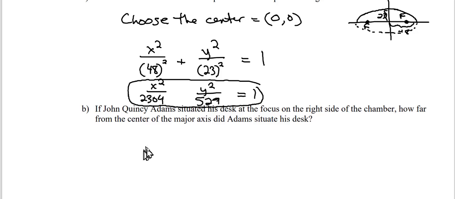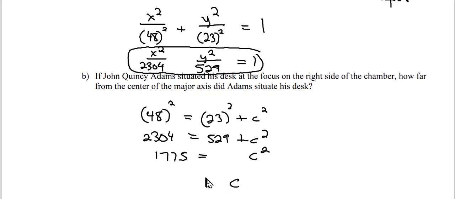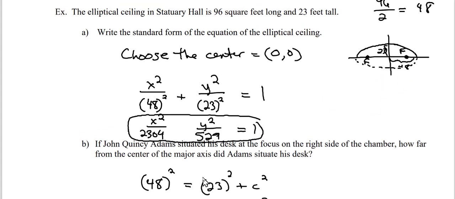Remember, the biggest distance, 48 squared, is the one that's sort of by itself. 23 squared, and then, again, pick a letter, C. 48 squared we found to be 2304. 23 squared was 529. So C squared is equal to, let me do that subtraction, 1775. Square rooting that gives us an approximation of 42.13. And these are feet, right? Making sure my unit. Yep.